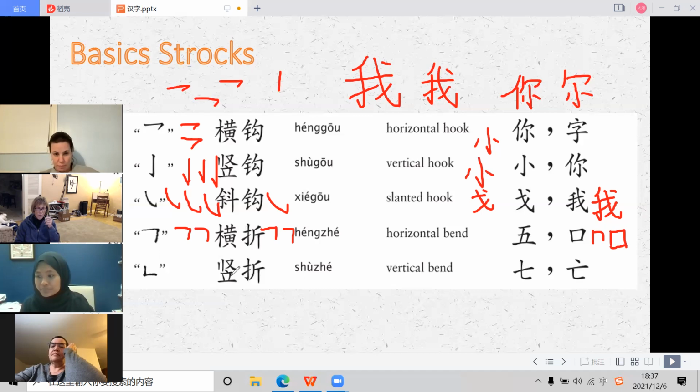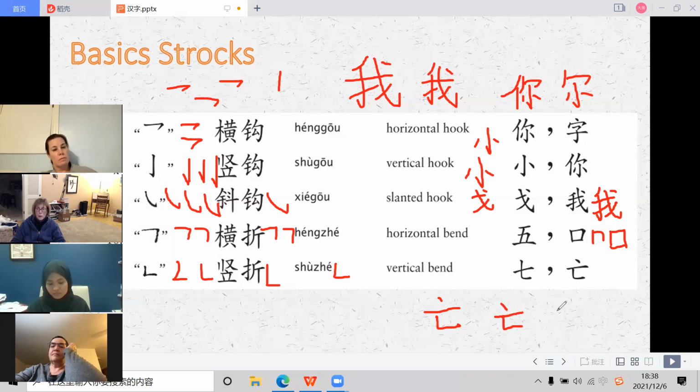And the last one is 竖折. 折 is a bend, so 竖折 is vertical bend. It's like this. Yeah, this one, let's see: 点, 横, 竖折, 点, 横, 竖折.